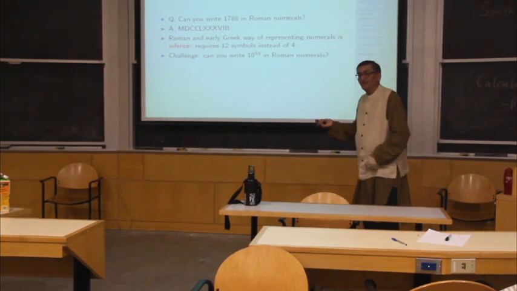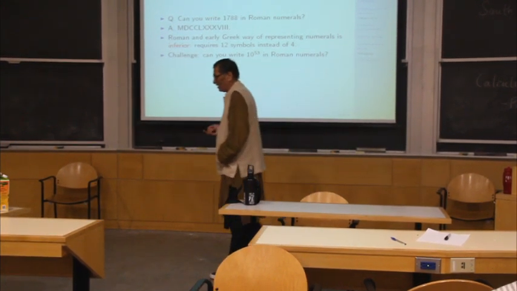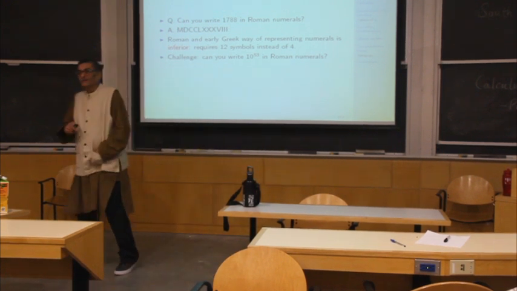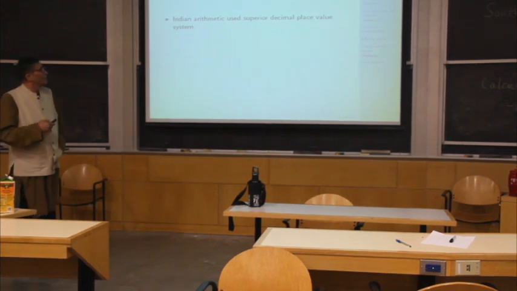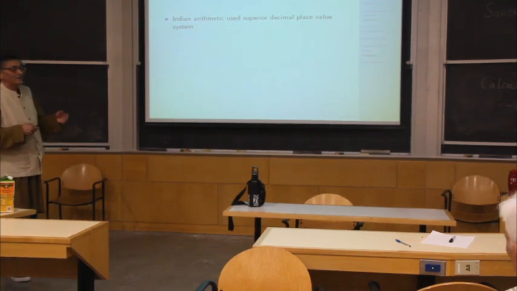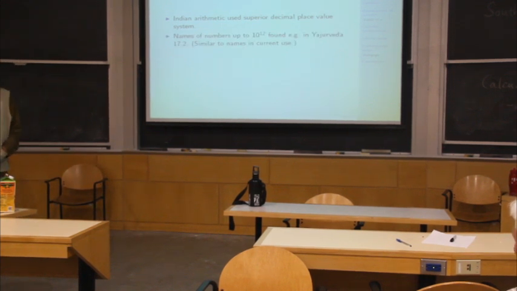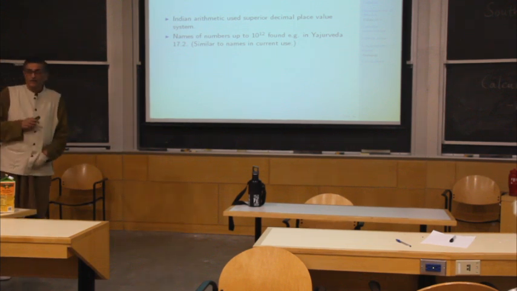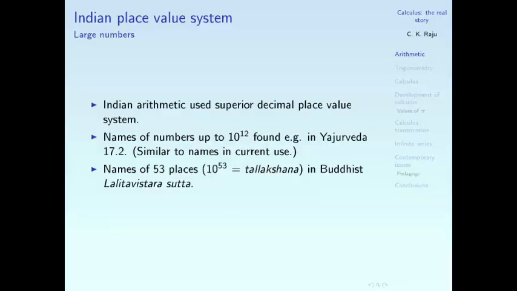But the point is, such a number didn't arise at all in Roman thought. It exists in Buddhist thought. We find it in the Lalita Sutta. So the idea is that it was used. These large numbers were there because there was a superior decimal place value system. Even in the Yajurveda, you find numbers up to 10 to the power 12. The names are slightly different from the names in current use, and this is what you find in the Lalita Sutta. There's a chapter in which the Buddha is challenged, and then he starts naming them. And if you have names, then you presumably have uses for them.